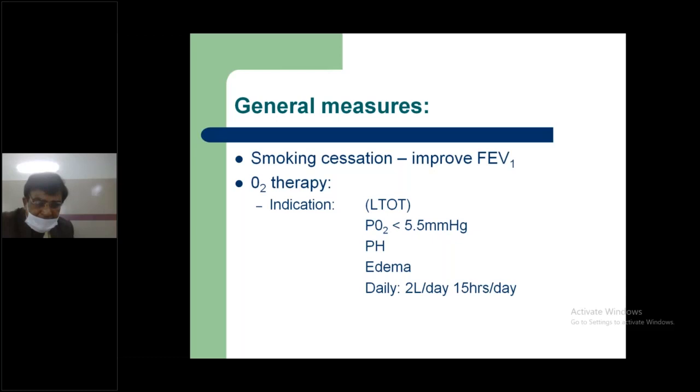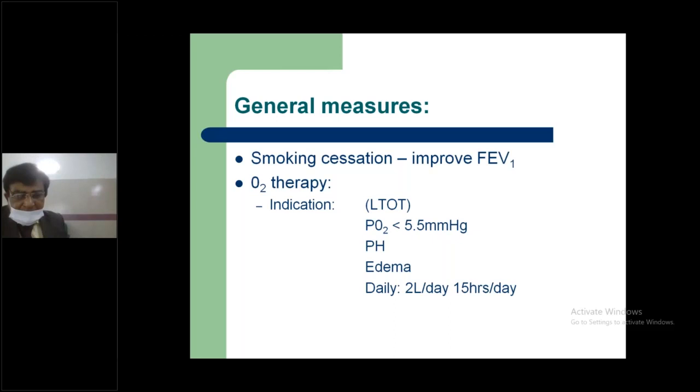So general measures is smoking cessation, which will improve prognosis. Oxygen therapy, indication of oxygen therapy: partial pressure of oxygen less than 60 millimeter of mercury. If there is pulmonary hypertension, if there is edema, then 2 liters per minute oxygen should be given, 15 hours per day.